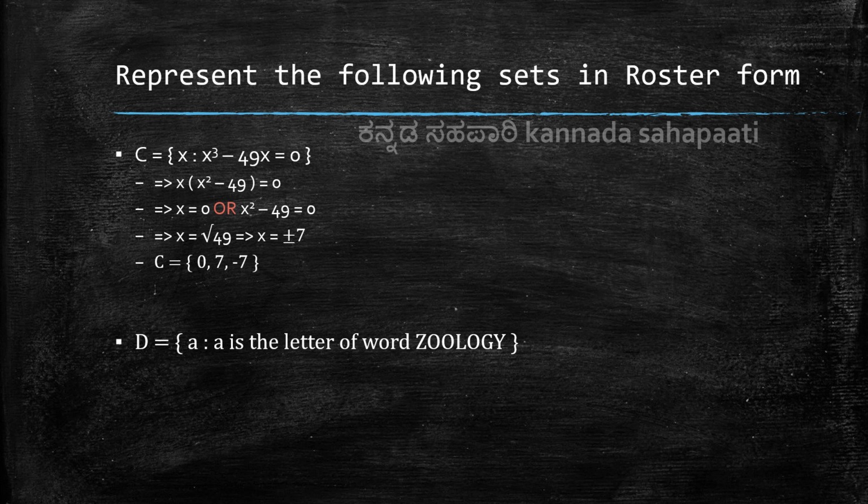D is equal to the set of all A such that A is a letter of the word zoology. In the word zoology, O is repeated thrice, so we should write it only once. Therefore, in roster form, D is equal to the set of all O, L, G, Z, Y.